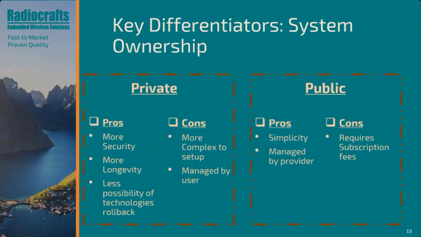Okay, so again, we now know which is public and which is private, but what does that mean for me? Well, with the private, since it's yours, you have the pros that it has more security, and it has more longevity, in the sense that, for example, if you have cellular technology, it might be rolled back at any time if there is a newer technology being rolled out. This means they have to change everything. But when it's your private network, this will never happen.